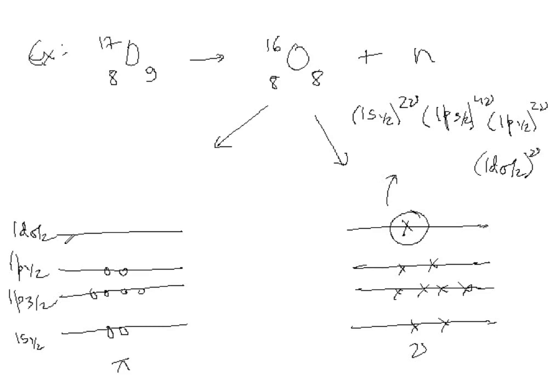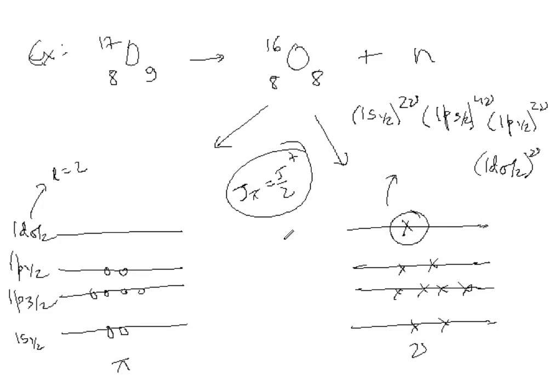So the ground state spin of 17 oxygen will be 5 by 2. And what is the parity? L for d is equal to how much? Parity is positive. Why? Because L is equal to 2. Okay, so we have the ground state spin parity J pi equal to 5 by 2 plus. And this is in agreement with experiment. So here you see this extreme shell model works very well.